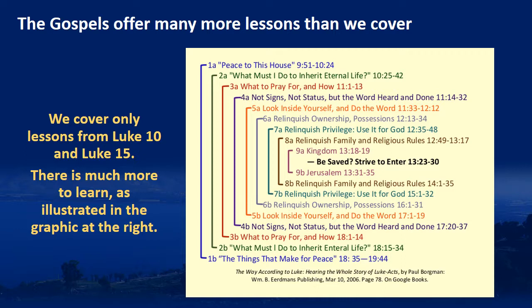Then more strikingly similar, as he numbers it 2a, in chapter 10, you read about what must I do to inherit eternal life. And then again, you see at the bottom 2b in chapter 18, again, you look at what must I do to inherit eternal life. And if you'll notice, there is a sequence that comes to a point in chapter 13 on what to do to be saved, and moves back covering very much similar topics in reverse order. I just present that chart to you to bring to your attention how much more there is to study. We're just going to cover Luke 10 and Luke 15.